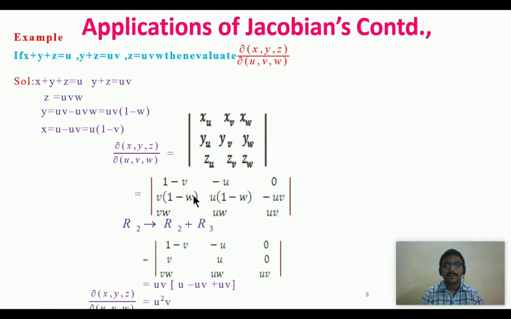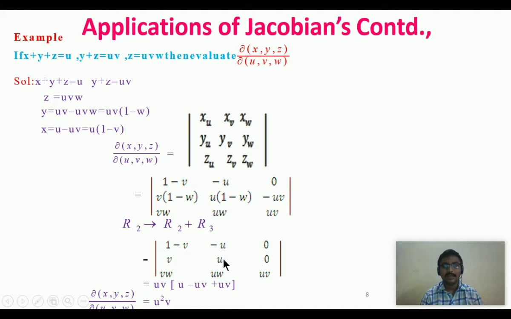Now, using a row operation, we can simplify this determinant easily. For this, making the row operation, that is R2 goes to R2 plus R3, just adding the second row and third row, so that this element clearly becomes 0. Negative uv plus positive uv is 0. Similarly, the other two elements can also be added with third row elements. The determinant becomes like this.